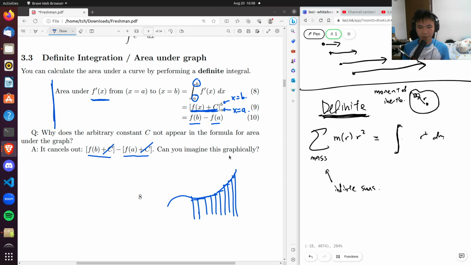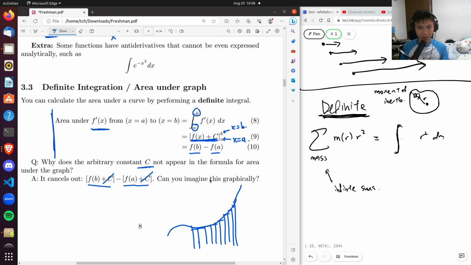So now before we go, let's ask a question. Why do we not see the arbitrary constant c appear in the formula for the area under the graph? And the reason is just because that it cancels. But can you imagine this graphically? Can you imagine what this cancellation is saying graphically?